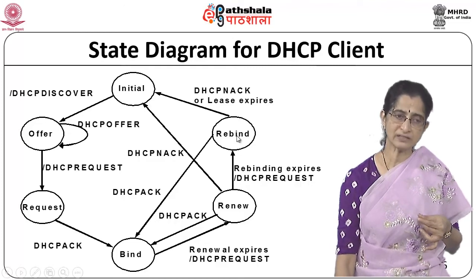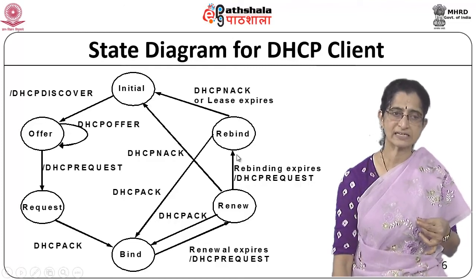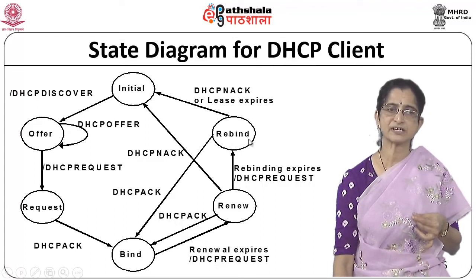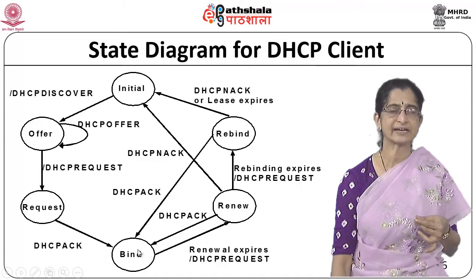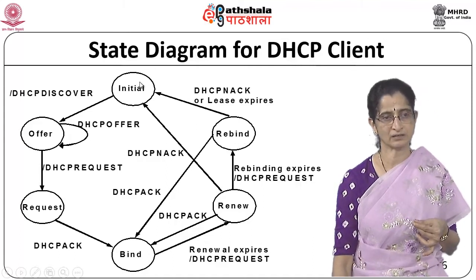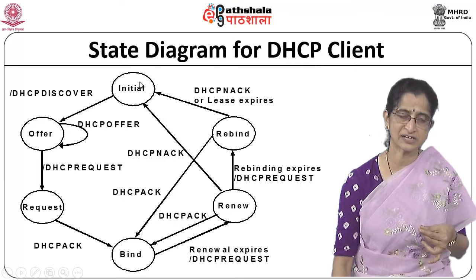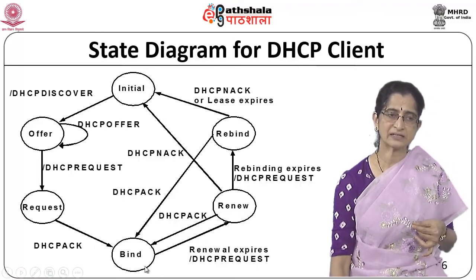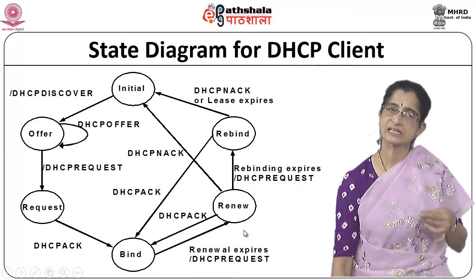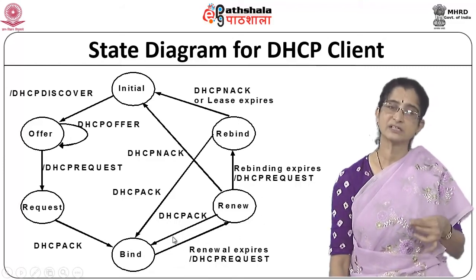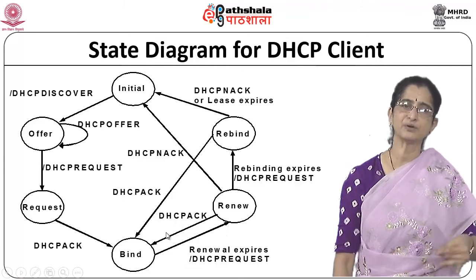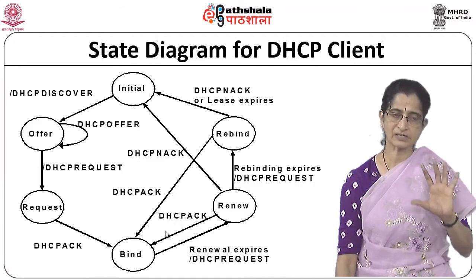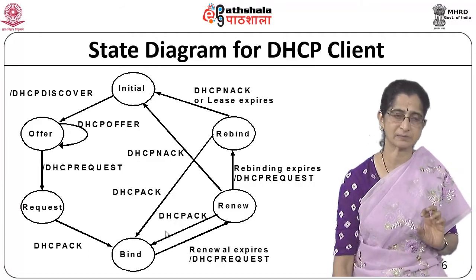So when the rebind timer expires, it again sends a DHCP request, and in the rebind state it's waiting for an ACK or a NACK. If it gets an ACK, it gets back to the bind state; if it gets a NACK, it goes to the initial state and the whole process starts again. So this idea of trying to renew the lease even before the lease expires allows for the continuity of the IP address to be used by the client. This is a basic idea that is used in the DHCP client.